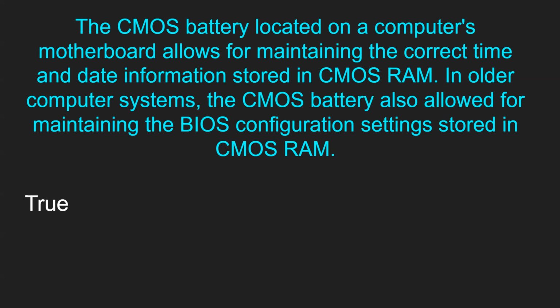The CMOS battery located on a computer's motherboard allows for maintaining the correct time and date information stored in CMOS RAM. In older computer systems, the CMOS battery also allowed for maintaining the BIOS configuration settings stored in CMOS RAM. And that's true.